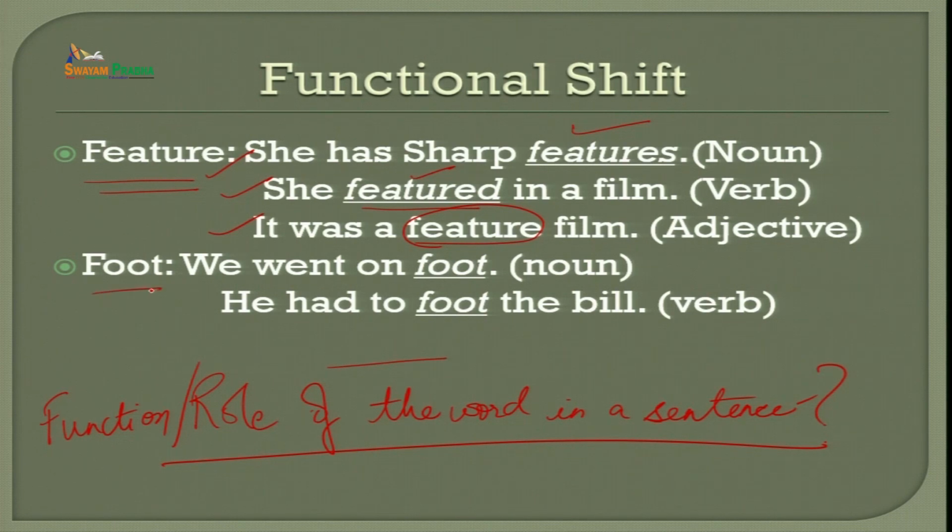For example, foot. We went on foot. That clearly indicates that we went on foot, I am walking. And he had to foot the bill. That clearly indicates that I am going to pay the bill. Right. So, remember, and what about foot of the hill?